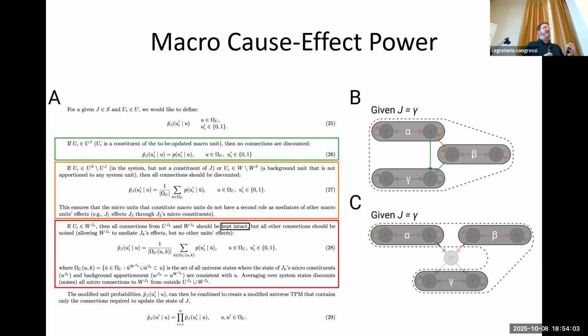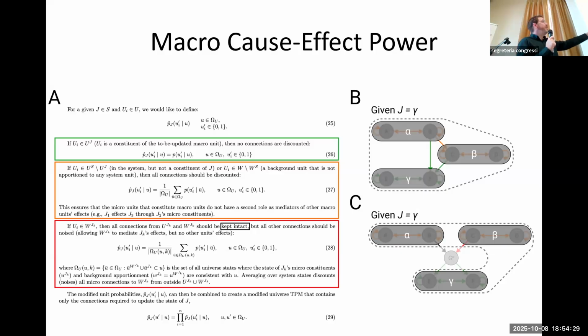That's a clear way to say that we're extracting too much out of the micro level: if we're double counting it. So if I take this system, actually I should look here, it'd be easier. All right. So this macro unit here, if I'm asking about cause effect power on gamma, how gamma is being affected, I've got this direct connection from alpha to gamma that is green. I'm going to leave it intact.